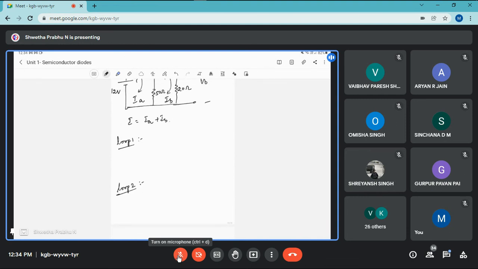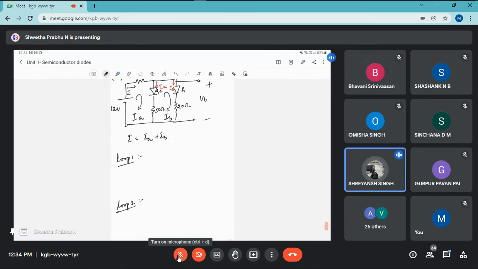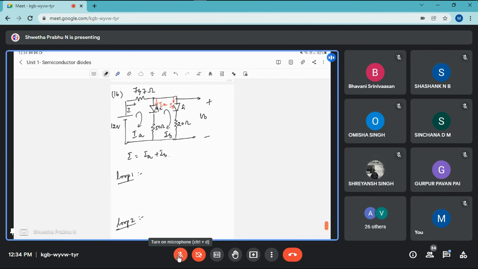Apply KVL to loop 1 to find IA and IB. Guys, you want me to solve? Yes, ma'am. Okay. Can you tell me the KVL equation for loop 1?